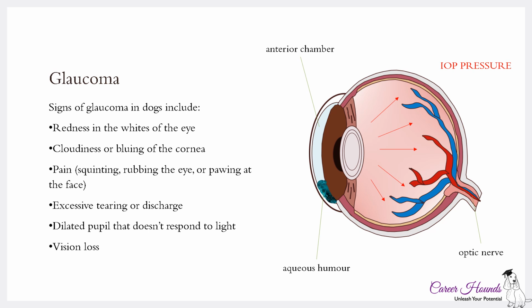Surgery. Some cases may require surgical intervention to improve drainage of fluid from the eye or to address the underlying causes like lens luxation. Laser therapy. Laser procedures can sometimes be used to reduce intraocular pressure in specific cases. Unfortunately, glaucoma is a progressive condition, and while treatment can manage it, the goal is often to preserve the remaining vision and alleviate discomfort rather than fully restore sight.